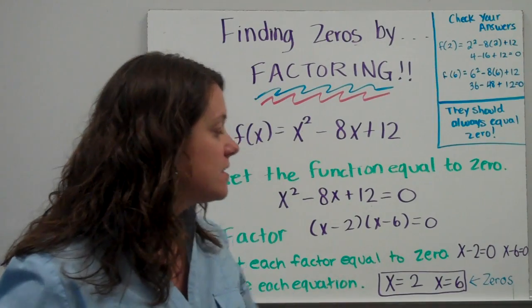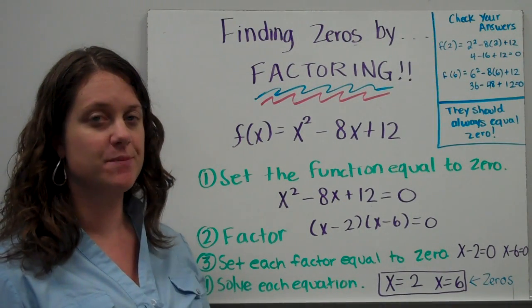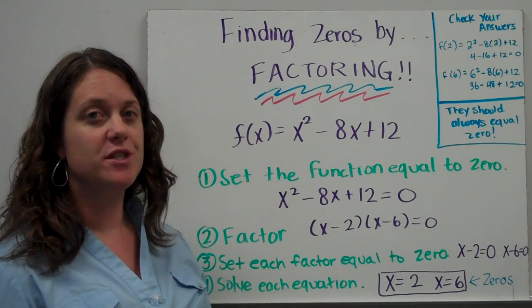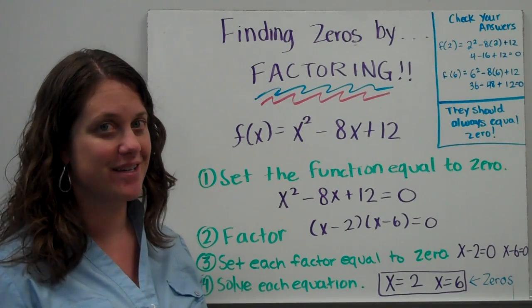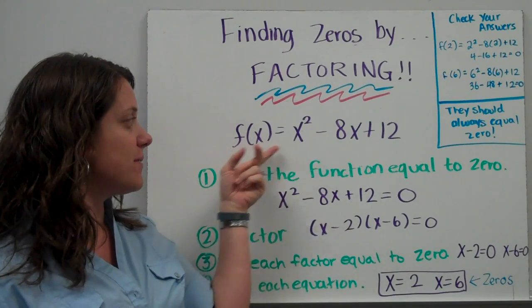Okay, so there are some different ways that you can find zeros. We're going to learn a lot of different ways, but in this particular video we're just going to learn how to find the zeros by factoring. Since we just finished learning how to factor expressions, now we're going to use that topic in order to find the zeros. So I start out with something that looks like this.